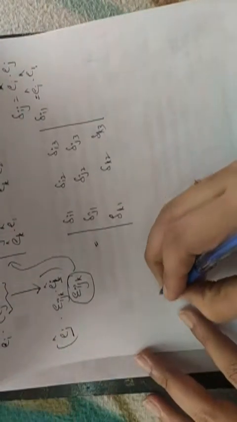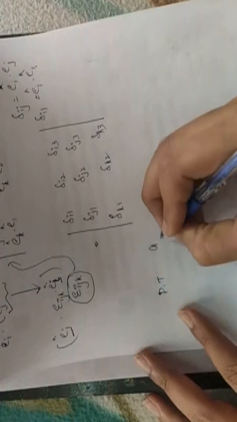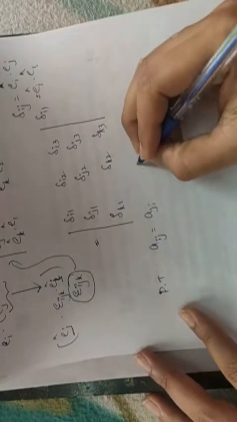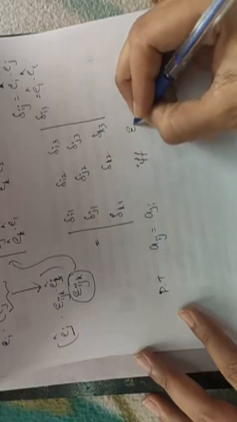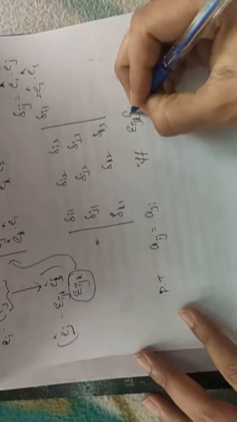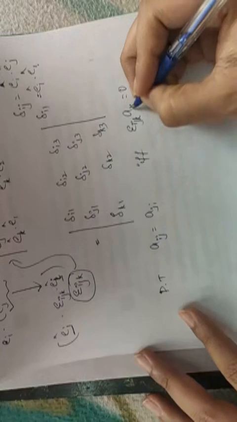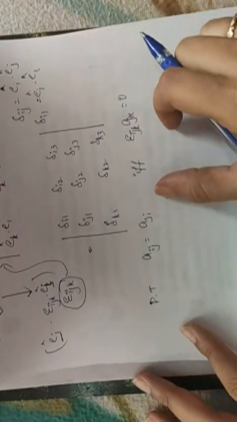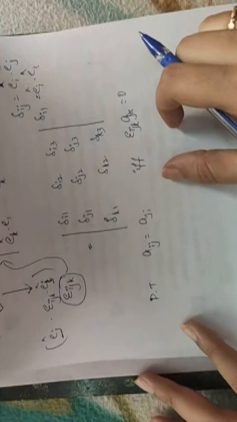The next problem is we have to prove that Aij is equal to Aji if and only if epsilon ijk Ajk is equal to 0. So we have a direct part as well as a converse part here.